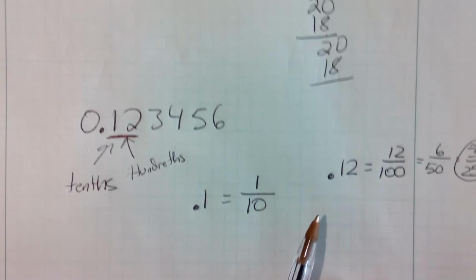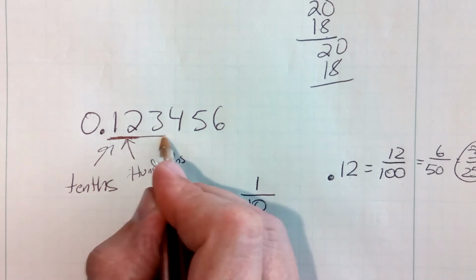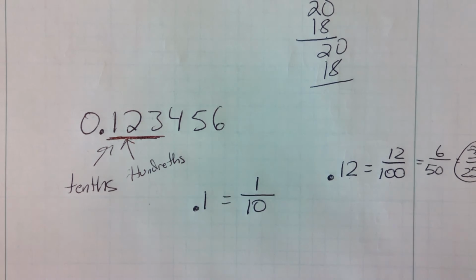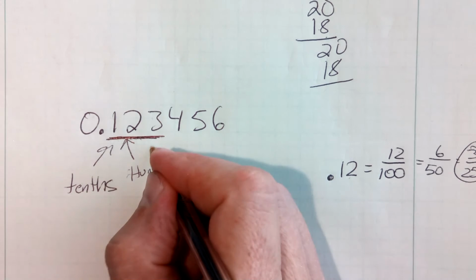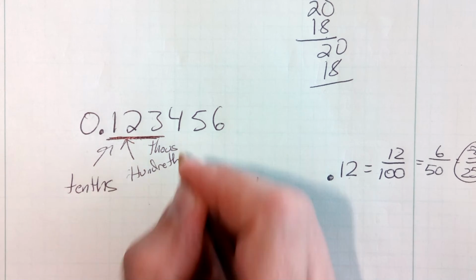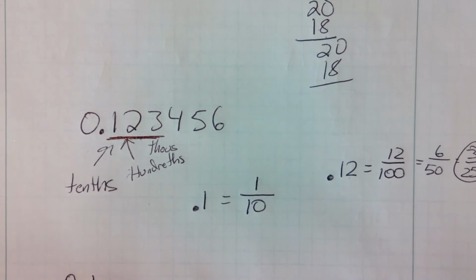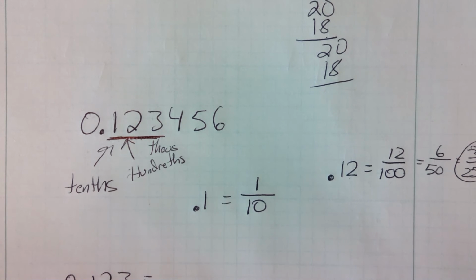If I was to continue out one more place to the thousandths place, 0.123 would be equal to 123 over 1,000. And then we see if that reduces. I don't believe it does, because this number is not even and this number is not even. 5 doesn't go into them.